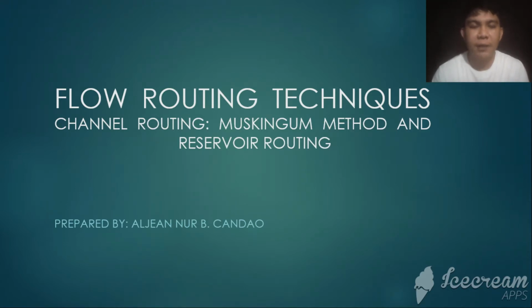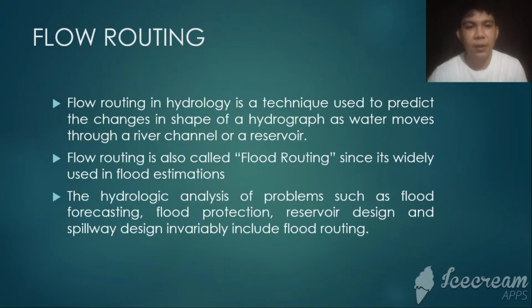So I'll be tackling flow routing techniques, which is the Muskingum method and the Reservoir method. Before we proceed, let me first define what flow routing is. Flow routing in hydrology is a technique used to predict the changes in shape of a hydrograph as water moves through a river or a reservoir. Flow routing is also called flood routing since it's widely used in flood estimations.